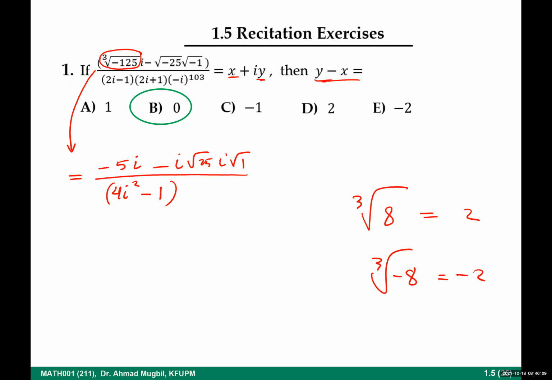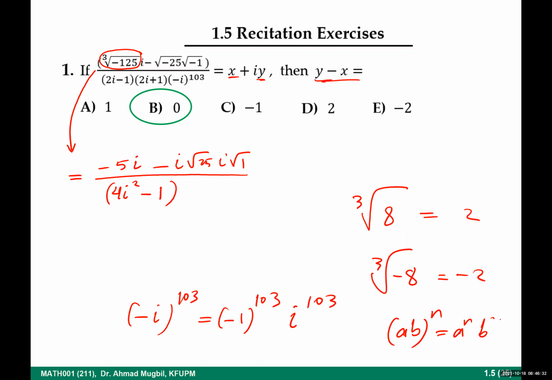And here you have negative I to the power 103. So it will be what? What is negative I to the power 103? When you have something like this, what should you do? You should write it as negative 1 to the power 103 multiplied by I to the power 103. What I did is this: when you have A times B all to the power n, this is A to the power n, B to the power n. So this one can be written as negative 1 to the power 103, and this is I to the power 103. Of course, you can do it by other methods, but let's do it this way.